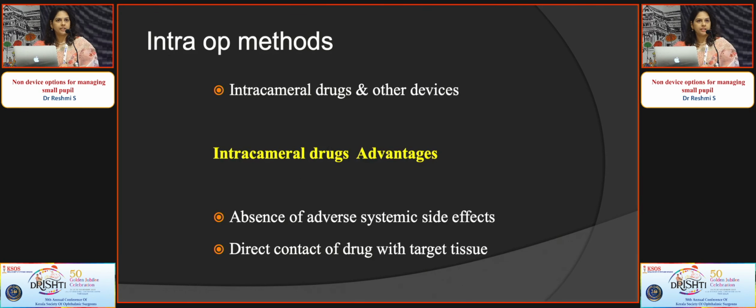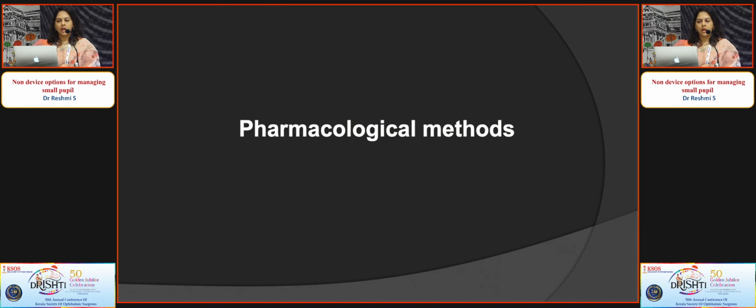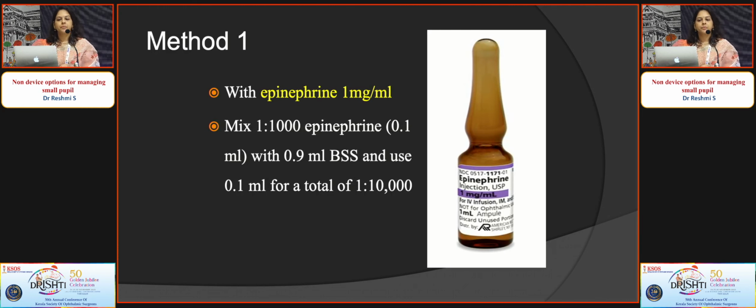Coming to the intraoperative methods, these include intracameral drugs and various devices. The intracameral drugs have the advantage that they don't have any adverse systemic side effects and they have direct contact of the drug with the target tissue. Coming to the pharmacological methods, the first and most commonly used one is epinephrine 1 mg per ml, 1:1000 solution. 0.1 ml is mixed with 0.9 ml of BSS to make it 1:10,000.